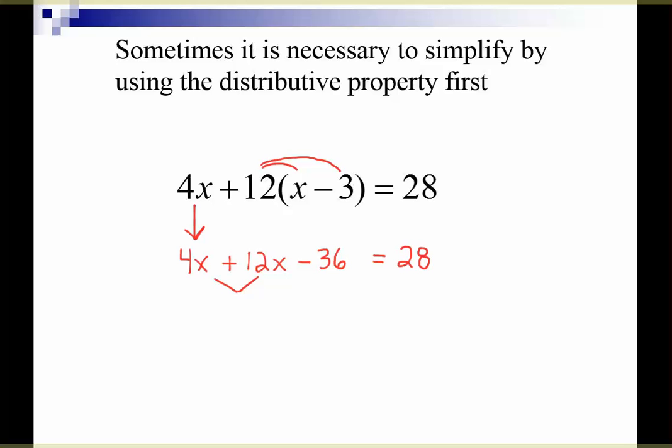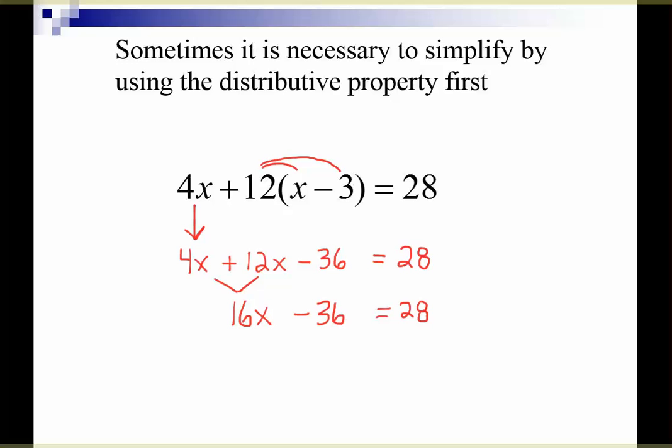Okay, I have a 4x and a 12x on the same side. That's going to make 16x. Remember, you can only combine like terms on the same side. 16x minus 36 equals 28. And now I have a basic two-step equation.